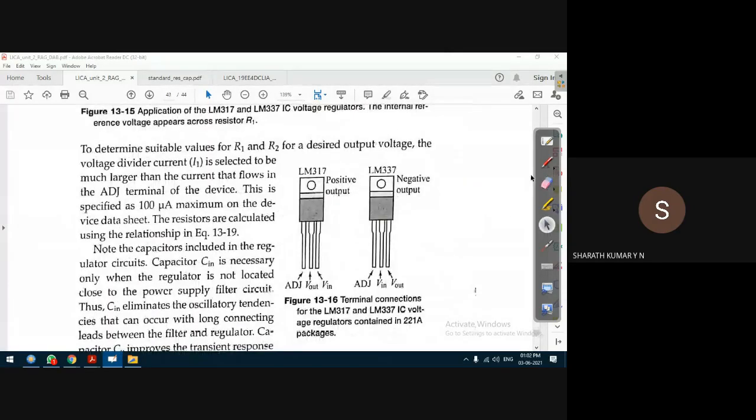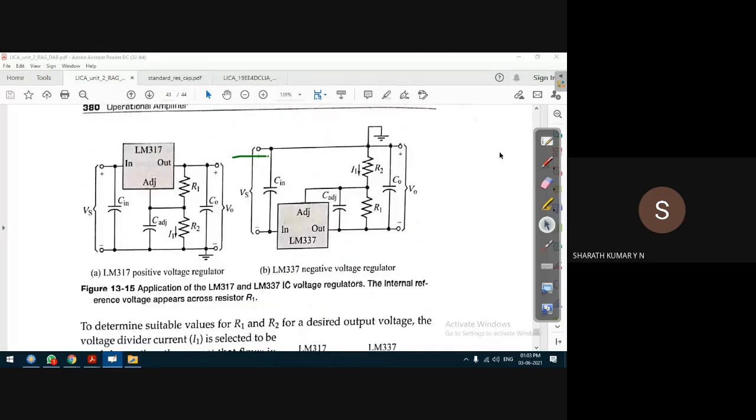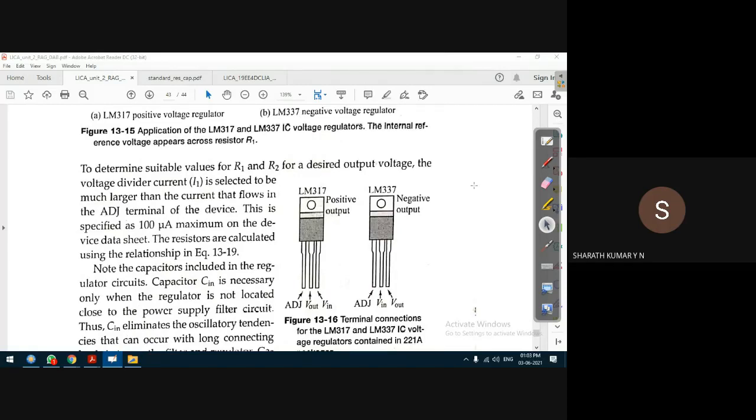To determine the values of R1 and R2 for the desired output voltage, we need the voltage divider current, just like we discussed the current for the op-amp circuit. Depending on this current I1, R1 and R2 values are selected, because without current I1 we cannot decide the values of R1 and R2. I1 is selected to be much larger than the current that flows into the adjustment terminal. With that assumption, R1 and R2 are selected.